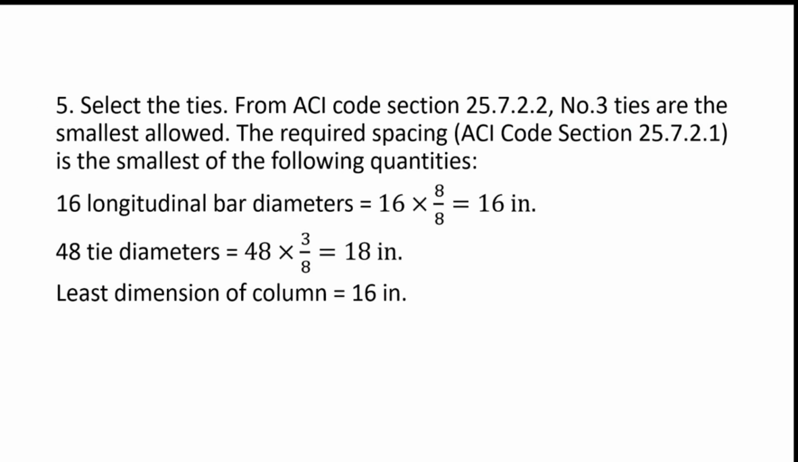Step number 5, select the ties. From ACI code section 25.7.2.2, number 3 ties are the smallest allowed. According to ACI code section 25.7.2.1, the required spacing is the smallest of the following quantities. 16 times the longitudinal bar diameter equals 16 times 8 over 8 equals 16 inches. 48 times the tie diameter equals 48 times 3 over 8 equals 18 inches. Least dimension of column equals 16 inches.